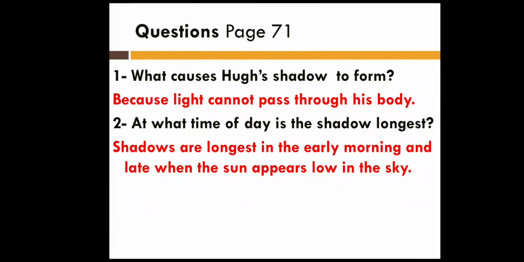Questions, page 71. Question 1. What caused Hug's shadow to form? Because light cannot pass through his body. At what time of day is the shadow longest? Shadows are longest in the early morning and late in the day when the sun appears low in the sky.